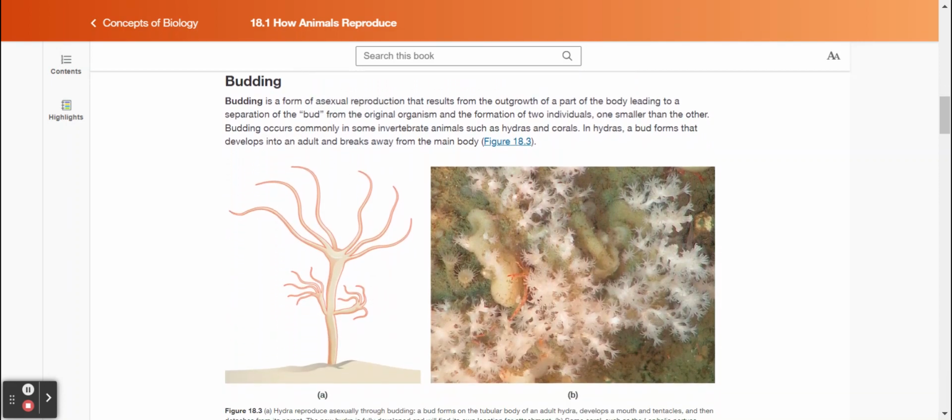Budding. Budding is a form of asexual reproduction that results from the outgrowth of a part of the body leading to a separation of the bud from the original organism and the formation of two individuals, one smaller than the other. Budding occurs commonly in some invertebrate animals, such as hydras and corals. In hydras, a bud forms that develops into an adult and breaks away from the main body.